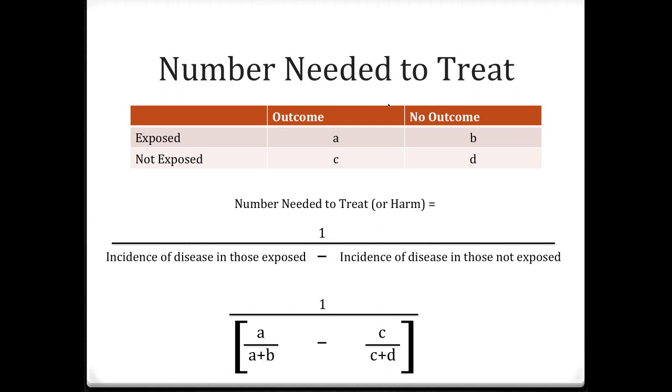When you take the reciprocal of the risk difference, you get the number needed to treat, or the number needed to harm, depending on the type of situation. This is a very useful number in a clinical setting.